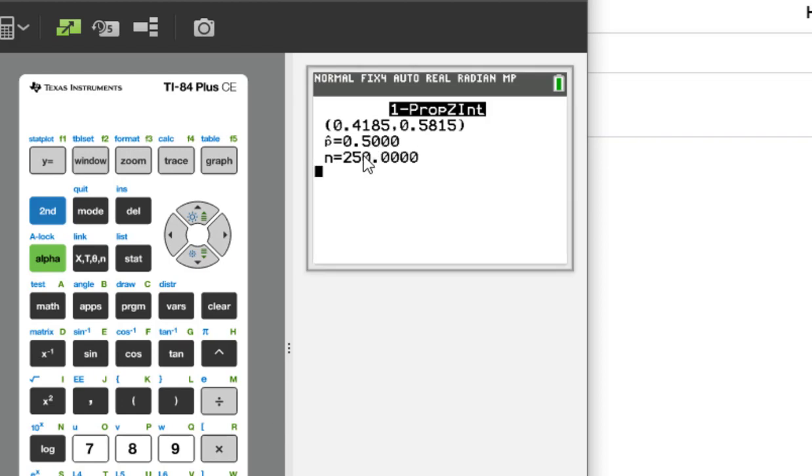Notice it gives me p-hat at 0.5. And we get almost the same thing. I think I did some rounding. So we have 0.4185 and 0.5815.